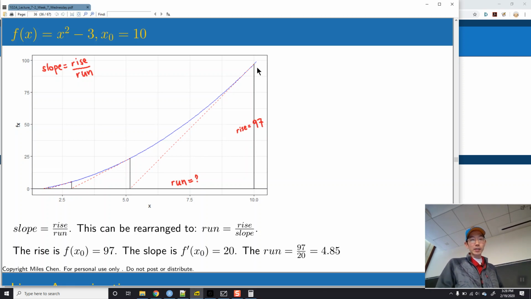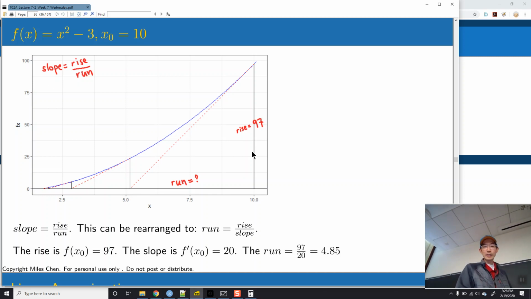That is the height of the function at x equals 10. So I do 10 squared is 100 minus 3. The function takes on the value of 97. That's the rise here, okay? The run, this is what I want to figure out. How far over do I go here? So if we say slope is equal to rise over run, I can rearrange that to say run is equal to rise divided by slope, okay?